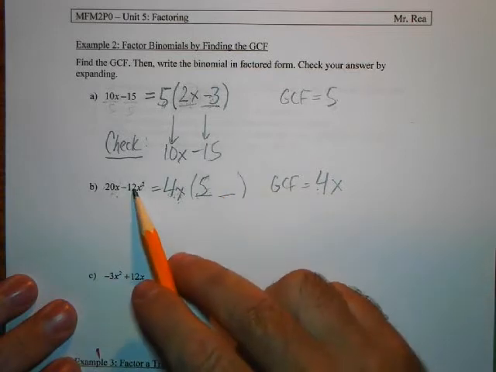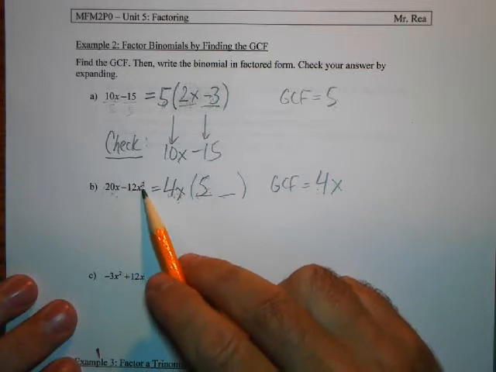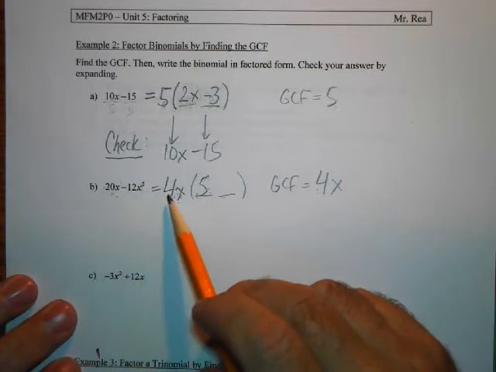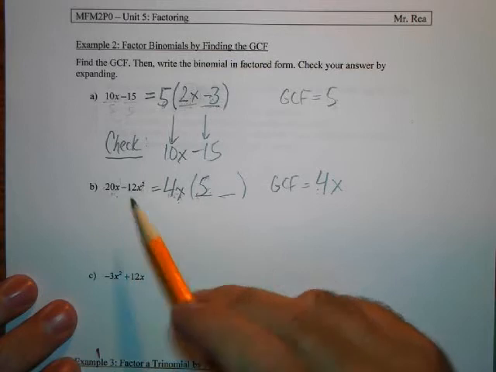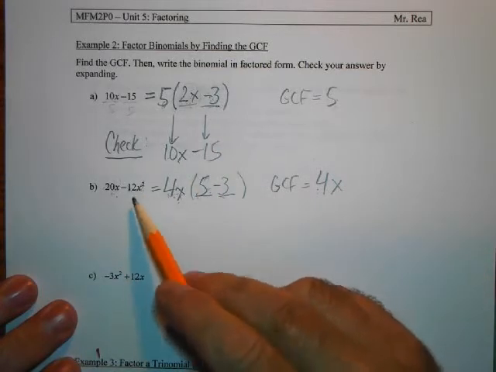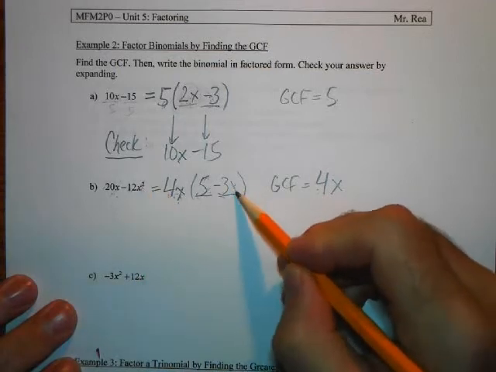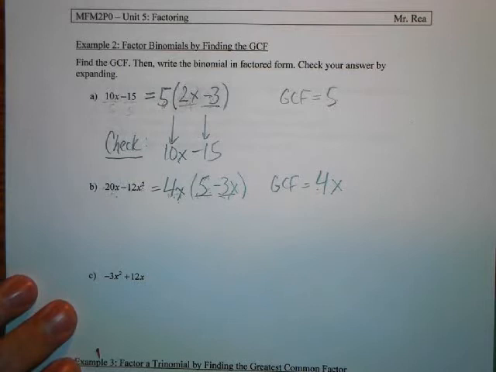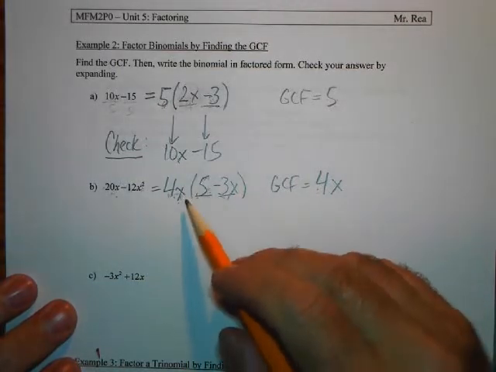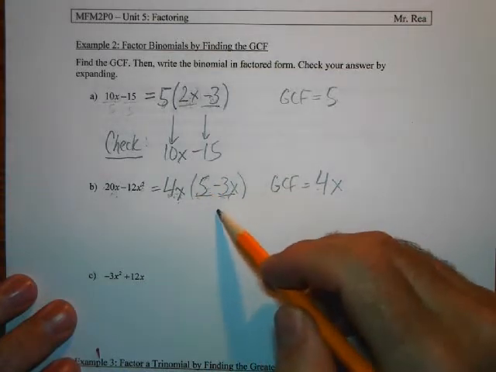And then the second one, what do I have to multiply 4x by to get negative 12x squared? Well, 4 times negative 3 gives me negative 12, so I have a negative 3. And I've already got an x here, I want an x squared, so that means I have to multiply by another x. So there's my factor. Common factor 4x. Second factor is 5 minus 3x.